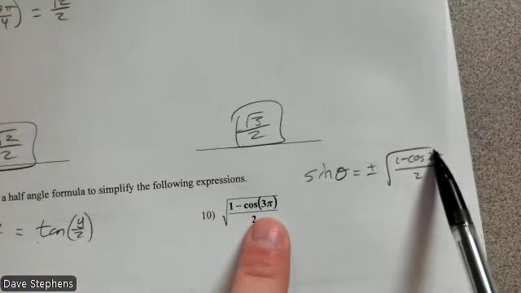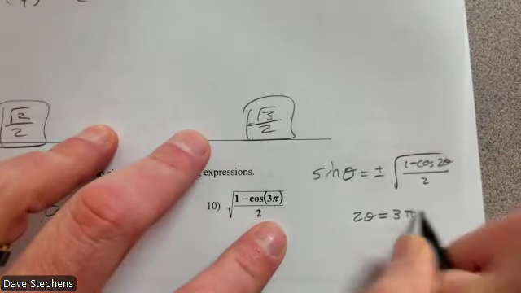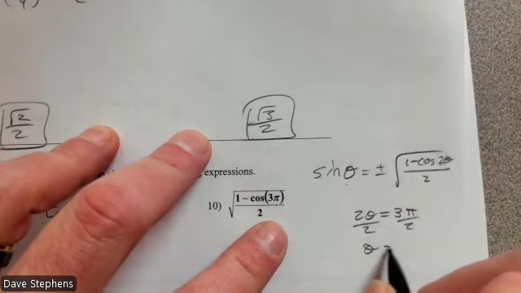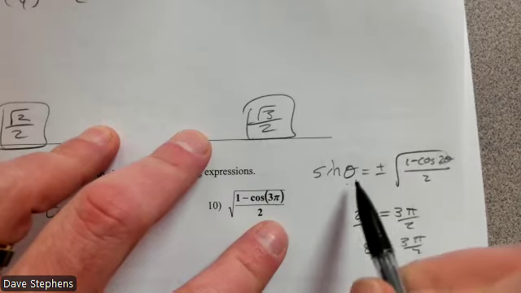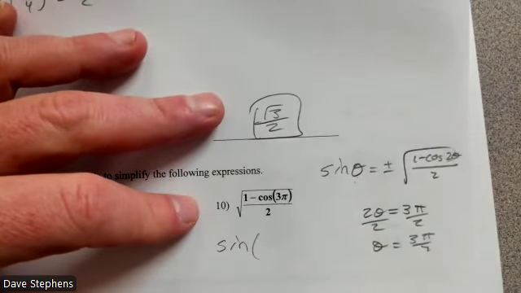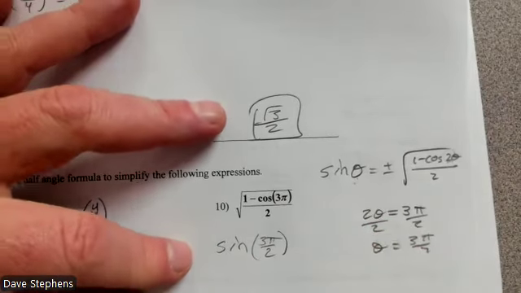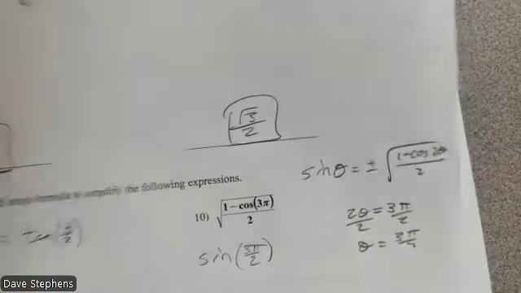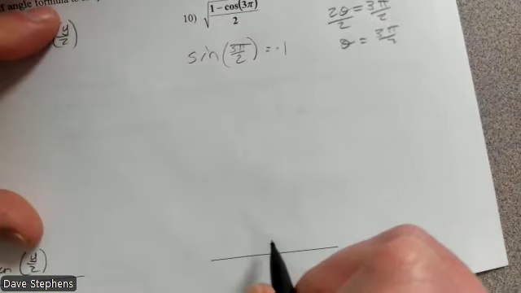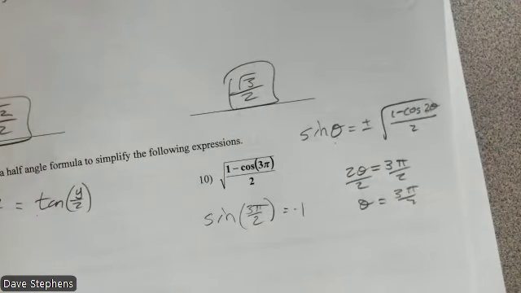So we got a pattern match. My 2 theta is equal to 3 pi. And if I solve for theta, dividing by 2, theta is going to be 3 pi over 2. So all of this simplifies to sine of 3 pi over 2. And the sine of 3 pi over 2 is just negative 1, right? Cool.